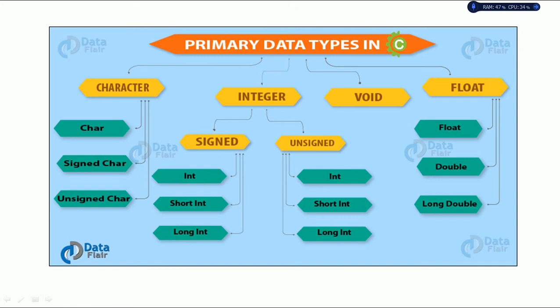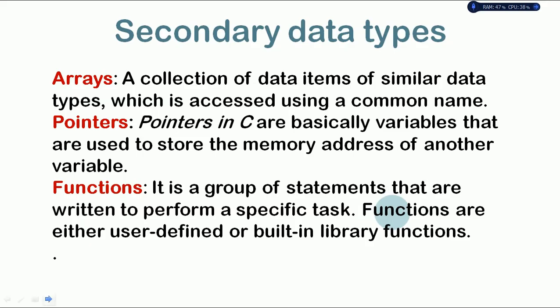So we have a float, then a double, then a long double, and then a signed float. I will show you the ranges, meaning from what value to what value your data type can be stored, in the last slide. But before that, we will see what we mean by secondary data types.